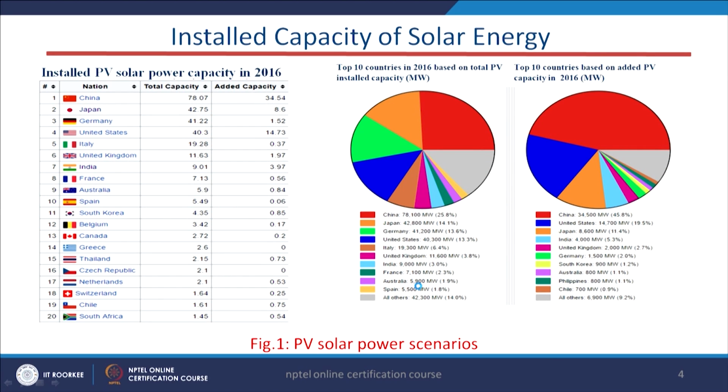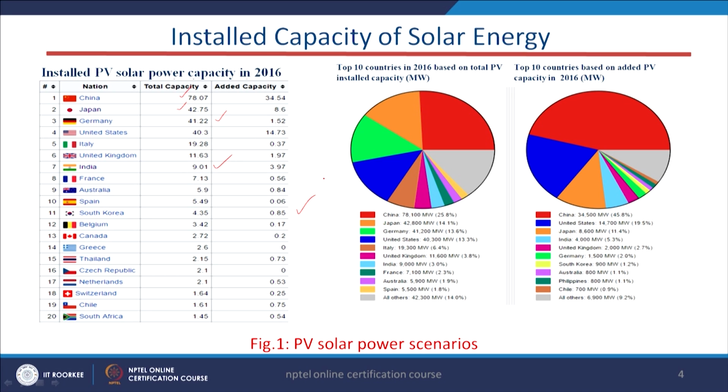In this particular PPT, I will explain the installed capacities of solar energy throughout the globe. If you see this first table here, China is at the top. The unit of this total capacity or added capacity is megawatt. This is 78.07, and after that we have Japan at 42.75, and next Germany at 41.22, and so on. Now, if you see where India is, it is here, 9.01 as far as the total capacity is concerned.